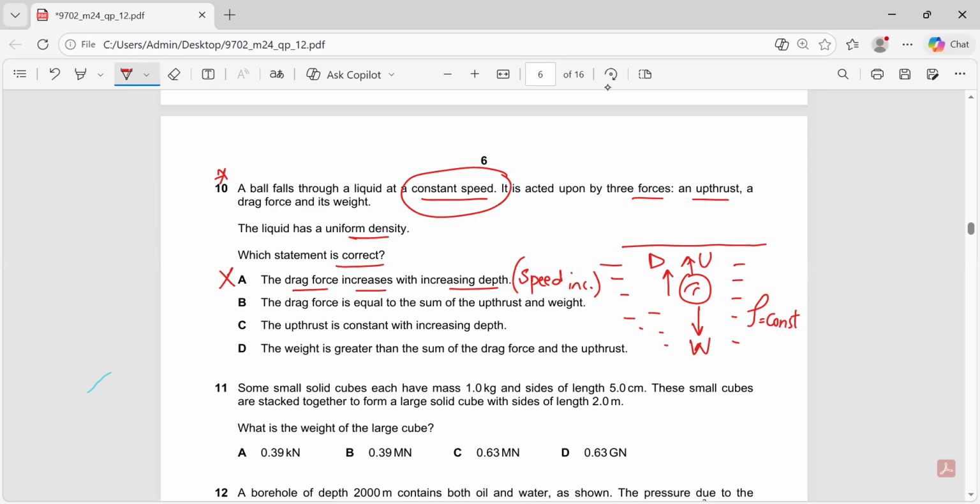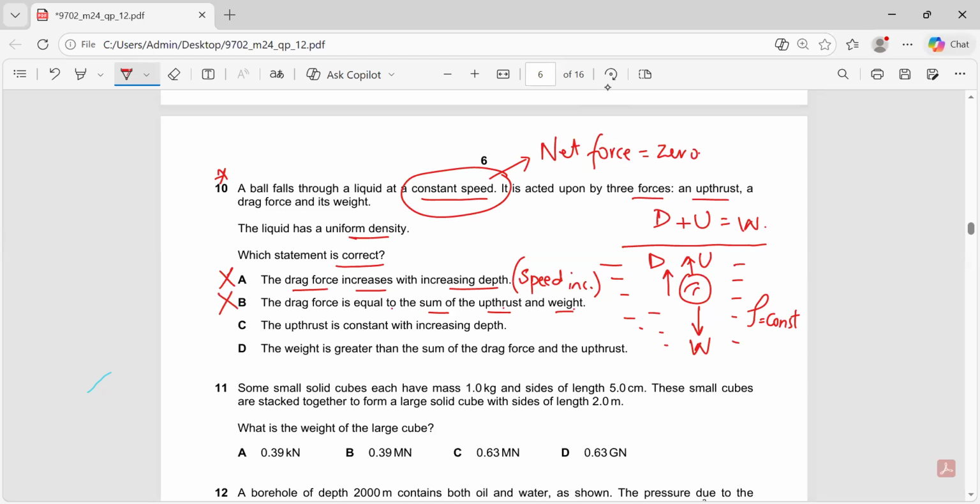Next it says the drag force is equal to the sum of upthrust and weight. This is also not possible because when any body is moving with constant speed, the net force is zero. If the net force is zero, then the sum of drag force and upthrust should be equal to weight. Not the drag force equal to upthrust plus weight. So this also goes wrong.